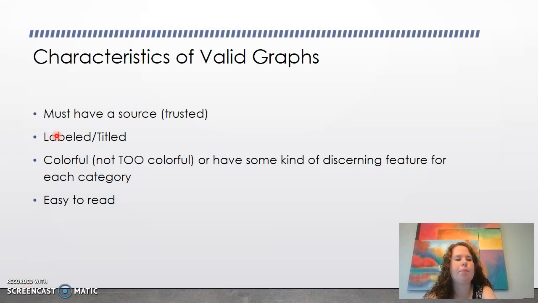They must have a source that is typically a trusted source. They must be labeled/titled, so their axes or such things must be labeled, and then they must have a title. They must have some kind of discerning feature for each category, whether it be colorful or lines or stars or something along those lines, and they must be easy to read.